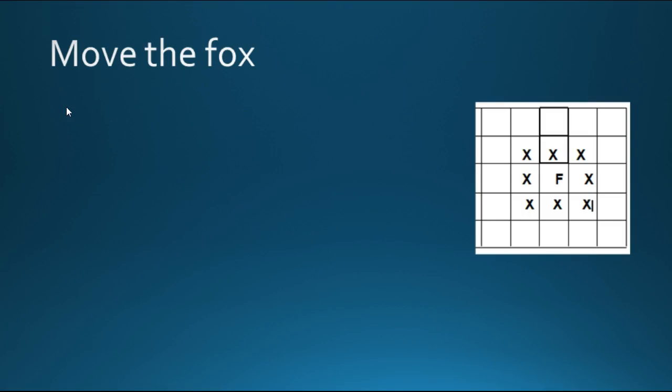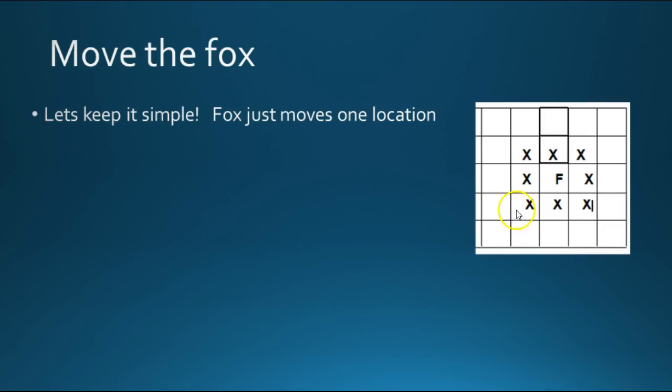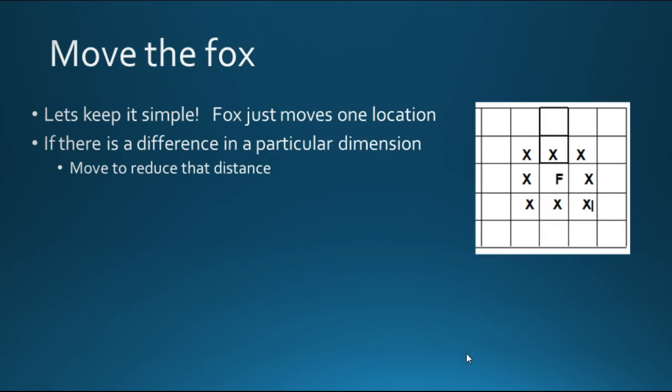Now we get to the nuts and bolts, actually moving the fox. There's loads of ways we can do this, but let's keep it really simple. The fox moves a little bit like a king in chess, and it's going to move just one location at a time, but it is allowed to move diagonally. And what we'll do is that if there's a difference in the x dimension, it will move one towards that, but also in the y direction. So if there's a difference in x and a difference in y, it'll move diagonally. If it's just in the y, it'll just move vertically. If it's just in the x, it'll just move horizontally. And it'll move in the correct direction.